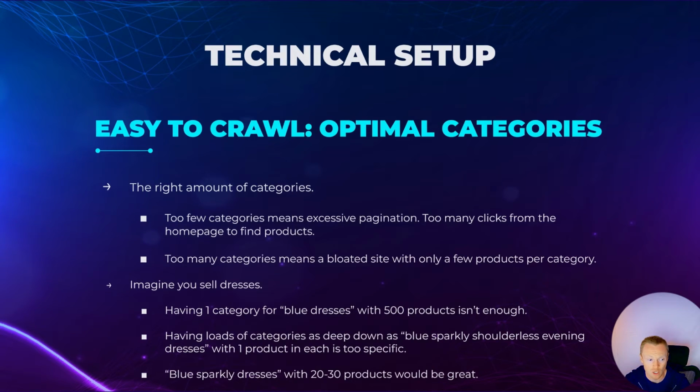And then if you have too many categories, it's going to mean a bloated site with only a few products per category. Equally, if you had millions of categories, you'd be surprised. A lot of e-commerce, you might be watching this thinking no one really does that, but they do. A category for something like blue dresses with 500 products is not enough. But having so many categories that you've got something like blue sparkly shoulderless evening dresses with white lines on it, there's going to be too many, so you're going to get a lot of page bloat there.